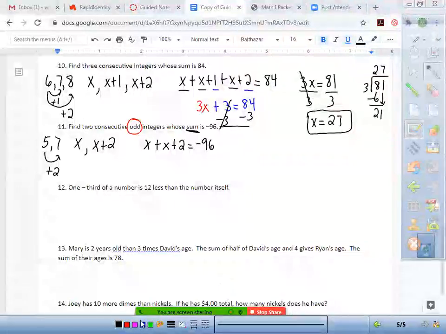And then we're going to solve that equation. So combine my like terms, x and x. 2x.